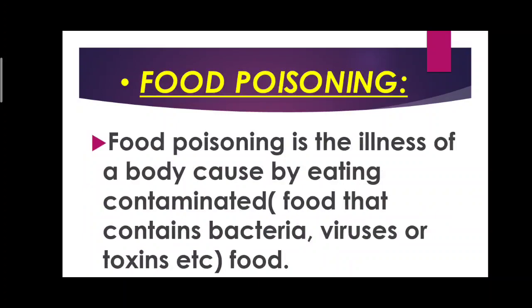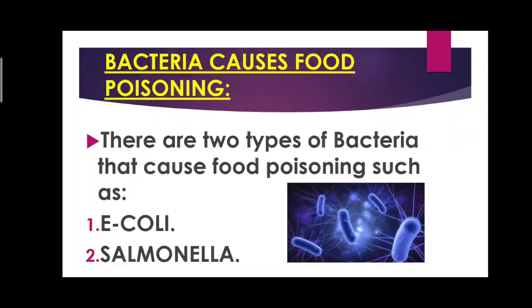Now, moving on towards the definition of food poisoning, because our main topic is bacteria that cause food poisoning. So first we have studied about bacteria. Now we have to study about food poisoning. As I have already discussed with you, food poisoning is actually the illness of a body caused by eating contaminated food. Contaminated means the food that contains any type of bacteria or any type of virus or any type of toxin material, because that bacteria, virus and toxin material is not good for our body. So if we eat that type of food, our body will be trapped in different kinds of diseases and food poisoning can occur.